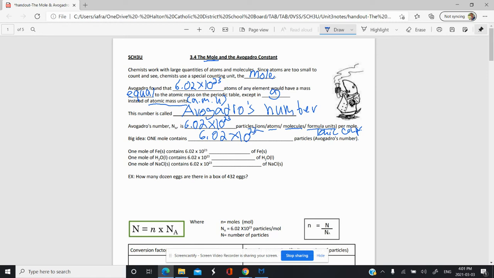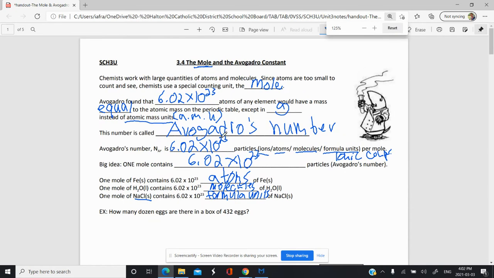If you have 1 mole of iron, solid iron, that contains 6.02 times 10 to the power of 23 atoms of iron. If you have 1 mole of H2O, that contains 6.02 times 10 to the power of 23 molecules of water, because molecular compounds are molecules. And if you have 1 mole of NaCl, that contains 6.02 times 10 to the power of 23. We say for ionic compounds, not molecules, but formula units. So that is what a mole is.